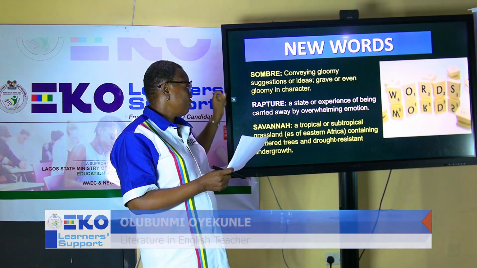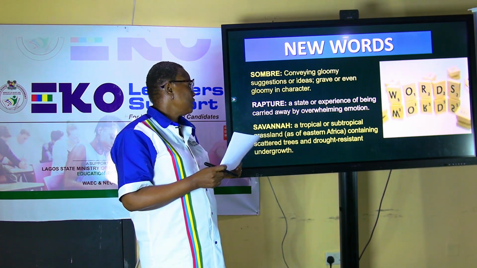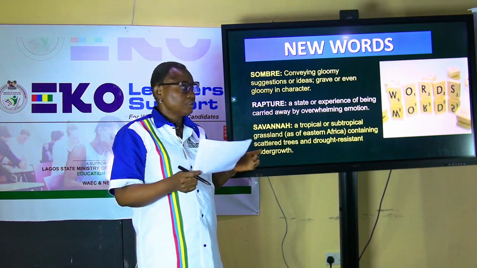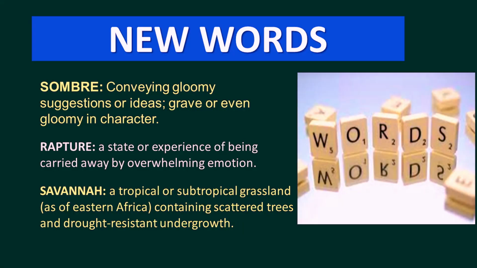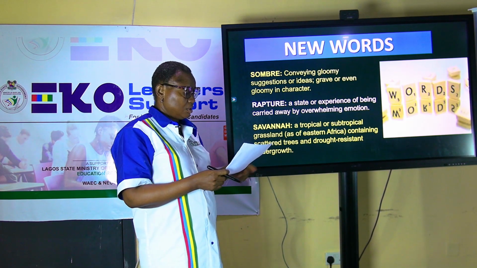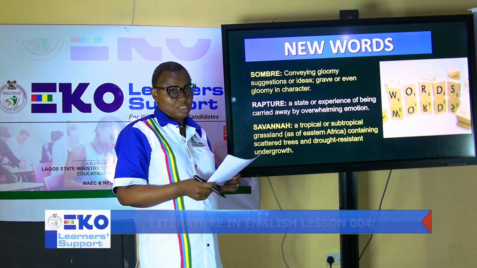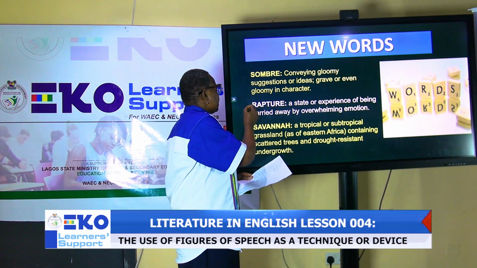Sombre conveys gloomy suggestions or ideas. Rapture is a state of experience of being carried away by overwhelming emotion. Then we have savanna, a tropical or subtropical grassland as of Eastern Africa, containing scattered trees and drought-resistant undergrowth.